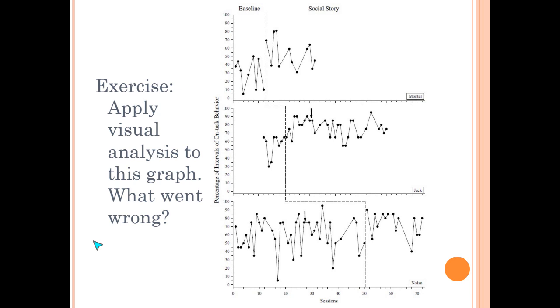In this first exercise, I want you to look at this graph. It's a multiple baseline design. We have 3 different baselines, and then an intervention is put on. The social story type of intervention is supposed to increase the intervals with on-task behavior. The social story tells the students how to properly engage in task completion, and this on-task behavior is supposed to increase during intervention. And this is from a real manuscript.